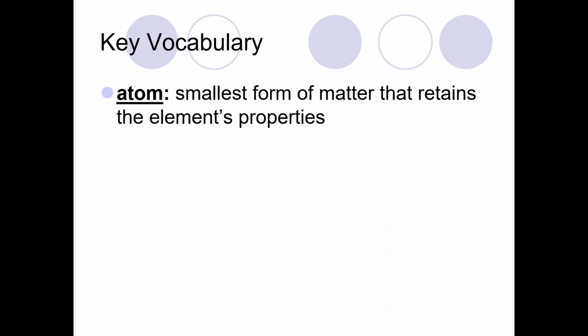But once you break an atom down any farther than itself, if you make a split to that nucleus or a change to that nucleus, you then lose the properties of that element. So atoms are the smallest form of matter that maintains the properties of that matter.